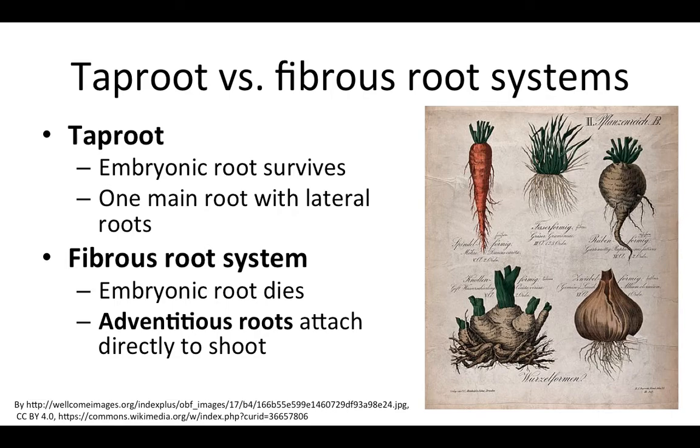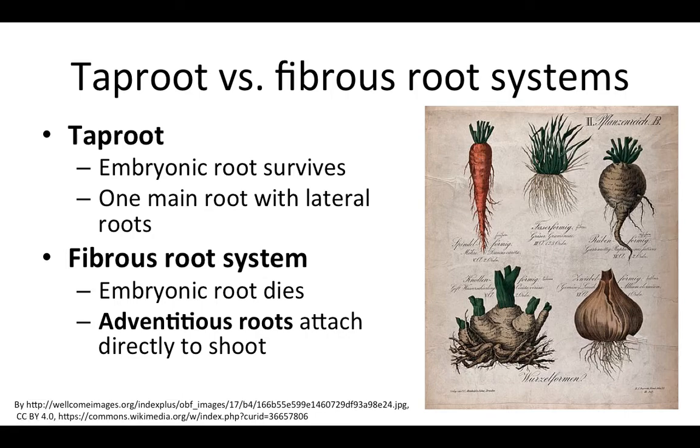We will switch gears here and talk about some different forms of root systems. There are two main kinds of root systems. The first is a taproot system, the second is a fibrous root system. In a taproot system, the first root the plant ever makes, when it is just emerging from its seed, survives and becomes the main root of the plant. Lateral roots then form off of it.